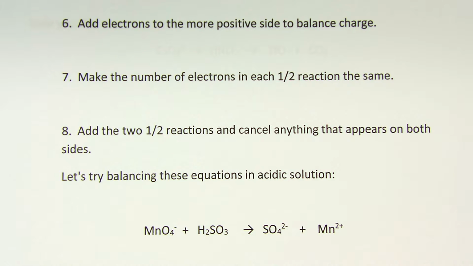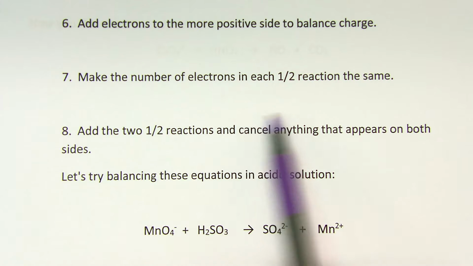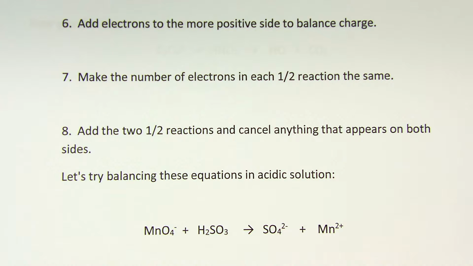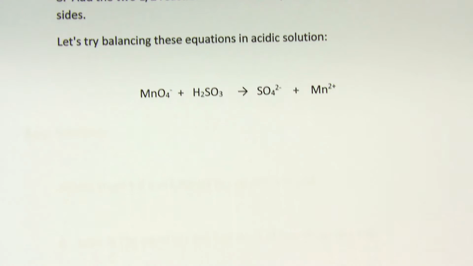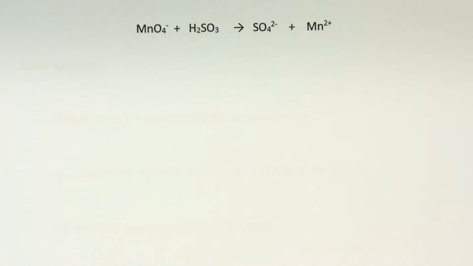The charge has to be the same on both sides. It does not have to be zero. We make the number of electrons in each half reaction the same. Then we add the two halves together and cancel out what appears on both sides. Now, you look at that and it's like, what? It makes no sense. So we're going to go through this example stepwise.